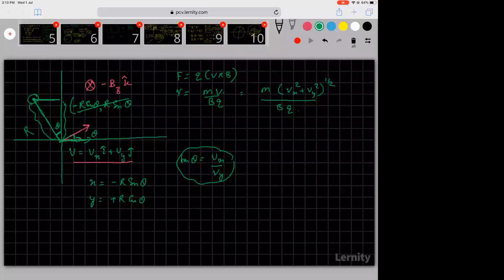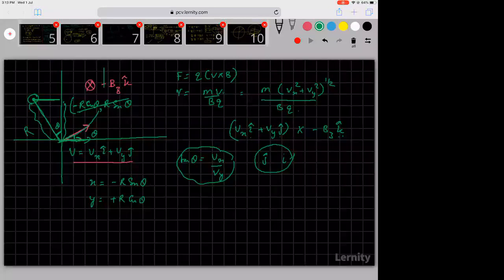So for the same question, the center will be here, and then the particle will be moving in a circle. It will still continue to move in the xy plane. Why? Because when I do Vx i cap plus Vy j cap cross minus Bz k cap, i cross k will give me j, j cross k will give me i. So the force is in the xy plane, so the particle will continue to move in the xy plane.